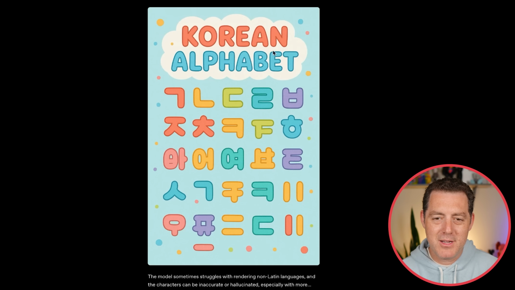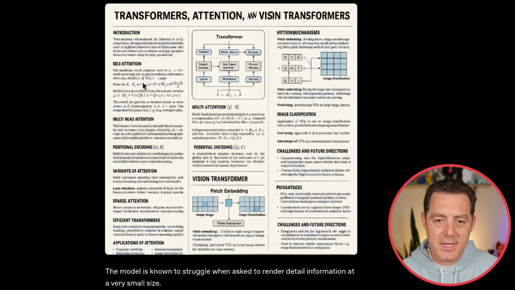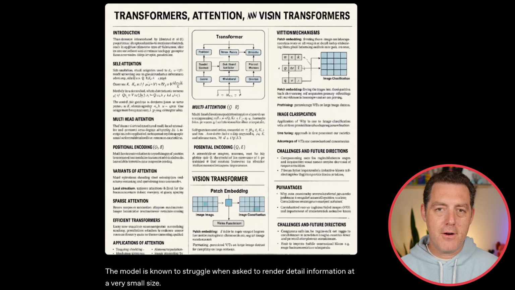Multilingual text rendering, Korean alphabet, that's still a problem. The model sometimes struggles with rendering non-Latin languages, and the characters can be inaccurate or hallucinated. Editing precision, dense information with small text. So definitely far from perfect, but very cool. Definitely take a look, try it out. Let me know what you think.